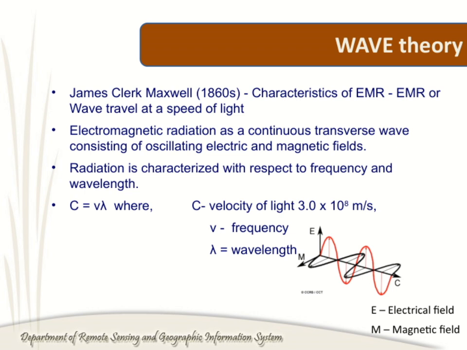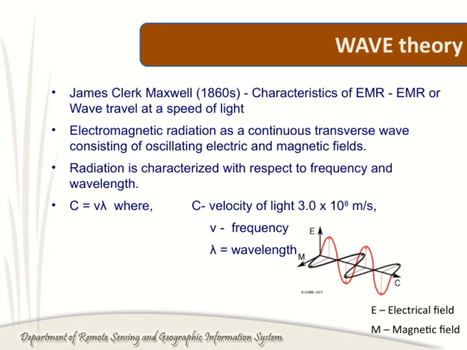He showed that EMR travels at the speed of light, which is approximately 3 × 10⁸ m/s. Now, electromagnetic radiation is essentially a continuous transverse wave, meaning the electric and magnetic fields oscillate perpendicular to the direction of wave propagation. These oscillations are vital. They create the wave's structure and energy transfer. The radiation is characterized mainly by two properties: frequency and wavelength.